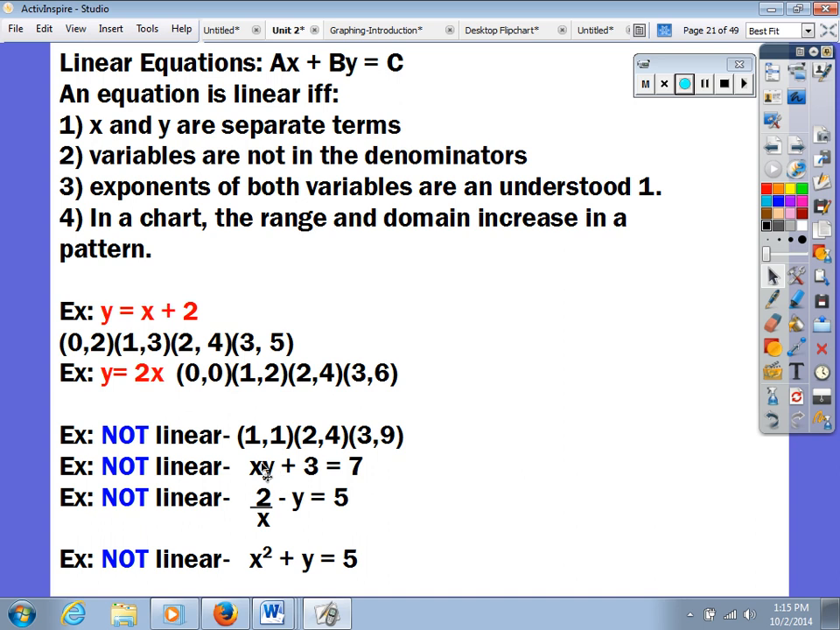Another example is not linear because x and y are multiplied together. Another reason this is not linear is because x is on the bottom of the fraction, or in the denominator. And the last example that is not linear is because it is x squared. They have an exponent that is not an understood one.